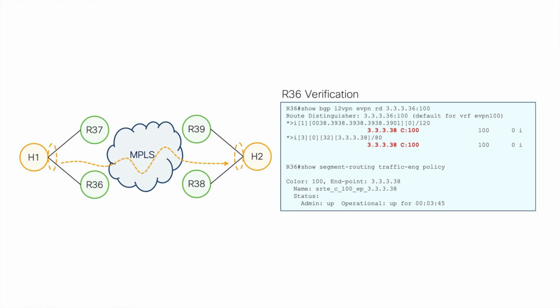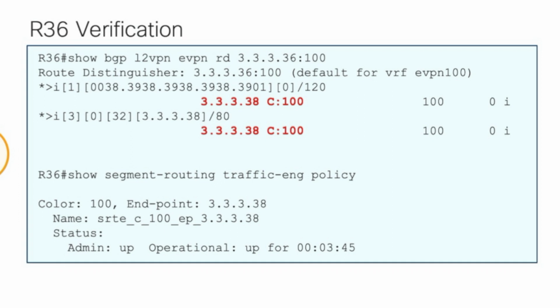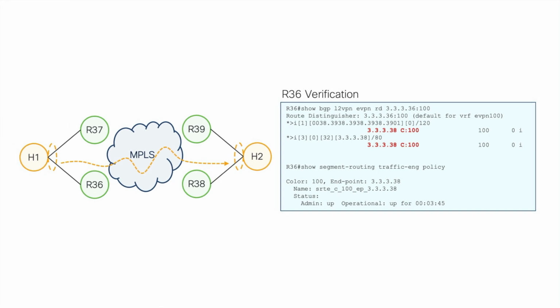I can verify that particular routes are going through the particular traffic engineering policy. So first, the BGP, you can see that I'm receiving this route type 1 and route type 3 with the color 100. You can see the tag color 100, and then I can go and I can see the show segment routing traffic engineering policy, where this particular traffic engineering policy is automatically instantiated and is basically pointing to the node 38, and you can see that it's up.